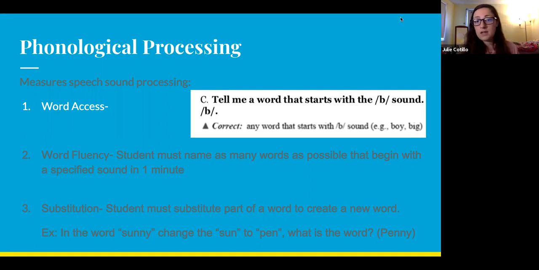For word fluency, the student has to name as many words as possible that begin with a specific sound in 1 minute. So I might say, name as many words as you can that start with the sound k, and as long as it starts with k, it's correct, and as many as possible in 1 minute, so it's timed. And then substitution, you would ask them to substitute a part of the word, and then ask them what the new word is. So the example here is, in the word sunny, change sun to pen. What would the word be? And the word would be penny.